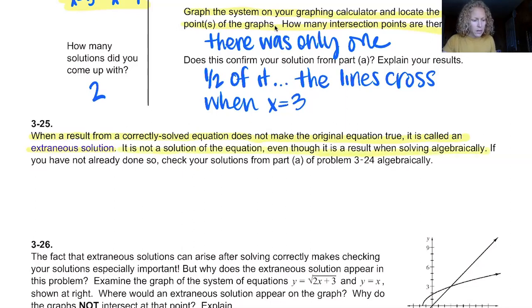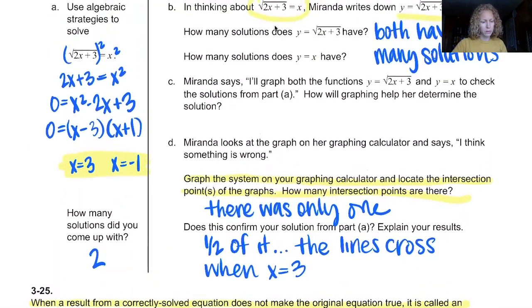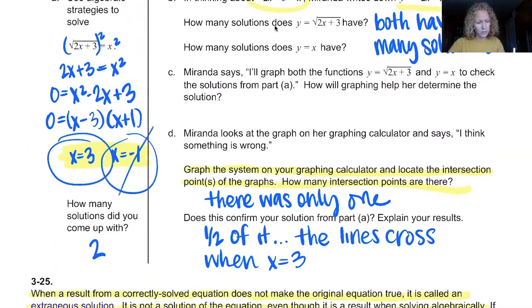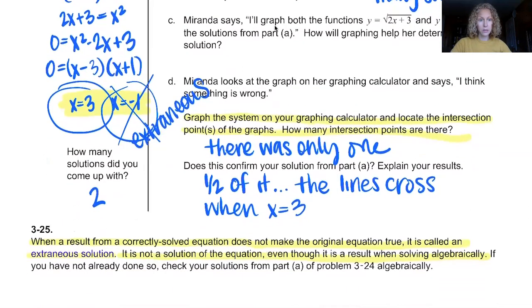If you've not already done so, check your solutions from part A of the problem algebraically. So if we look over here, when we solved this problem on the left, we squared both sides of the equation to make it into a quadratic to solve, which gave us 2 answers. What we're now deciding is that this answer is good here, and this answer is extraneous. It's asking us to check our work, meaning we can plug them in.